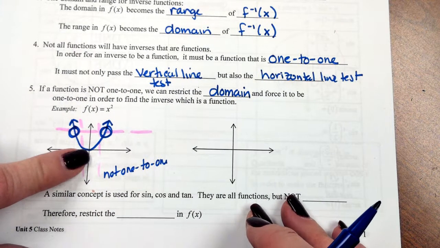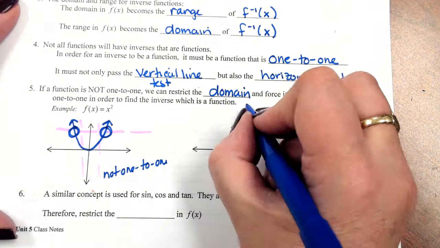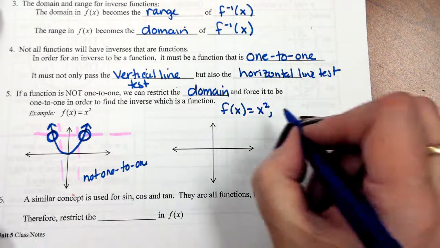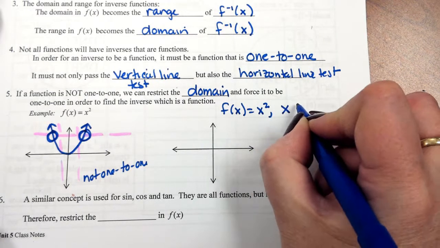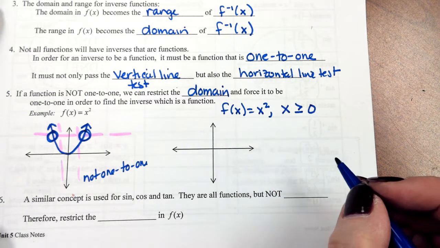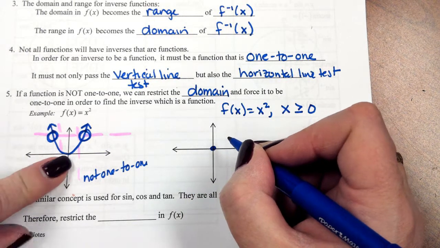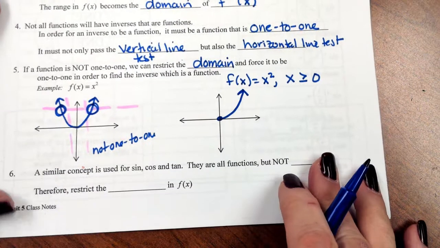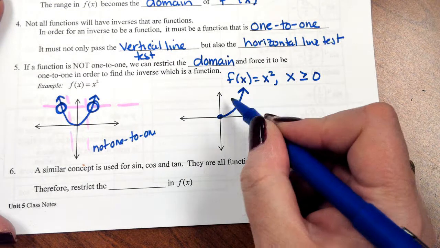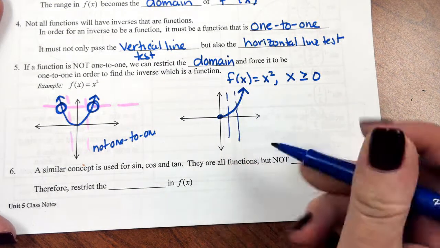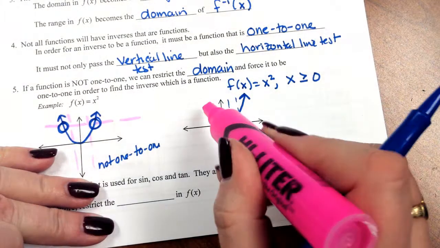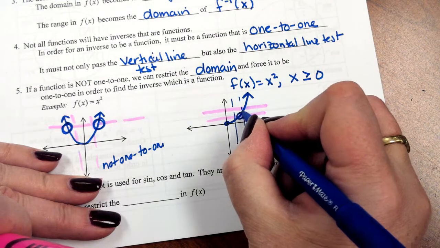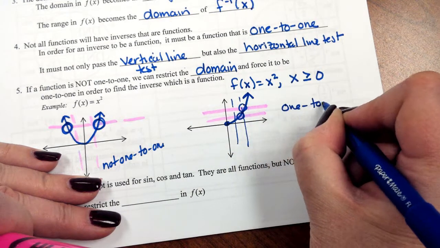So in order to force my inverse to be a function, what I can do is take my function of x squared and restrict the domain. Here's my graph of x squared. Let me restrict the domain so that my x values are greater than or equal to 0. So if I just want to look at where my x values are greater than or equal to 0, I'm only looking at the right-hand side of the parabola. Now notice when I restrict the domain, it's still a function, still passing the vertical line test, but now it's one-to-one, because anywhere I draw a horizontal line, it's going to intersect my graph at exactly one point. So this is one-to-one.